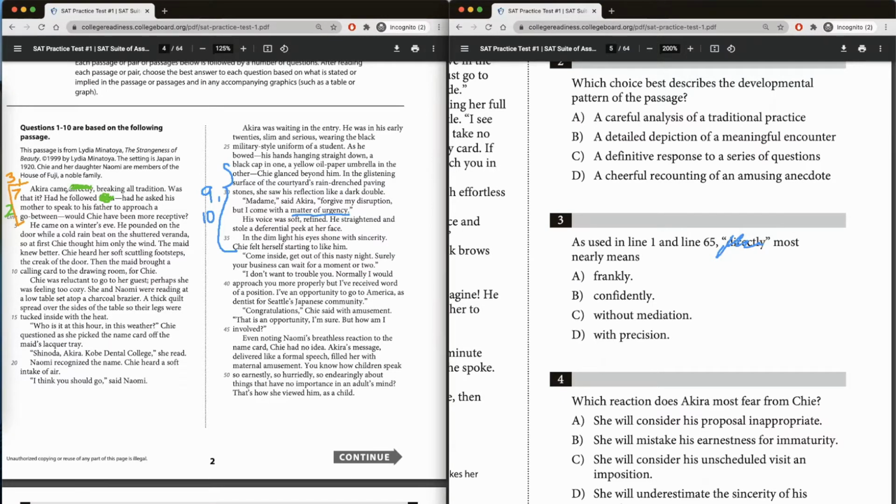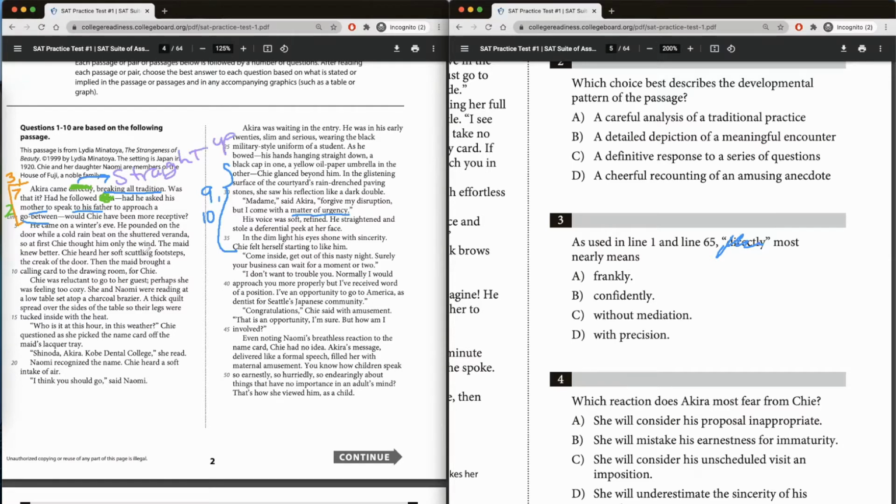So Akira came, whatever, breaking all tradition, was that it? Had he followed something? Had he asked his mom to speak to his dad, to approach a go-between? Would she then have been more responsive? So clearly the whole point was he was breaking all tradition. So he came, because then it looks like there's a process here. Mom has to speak to dad, who then has to speak to someone. So he came, let's see, what word do I want to say here? He basically came like straight up. Let's just say straight up.